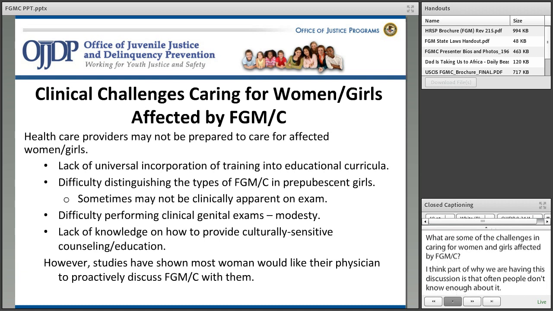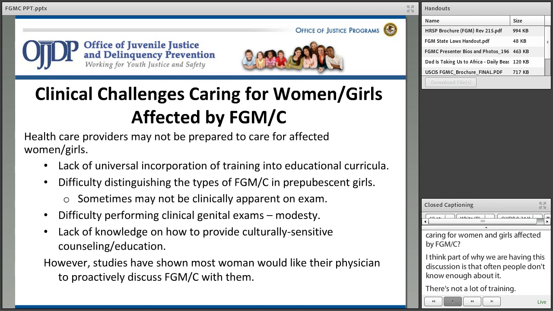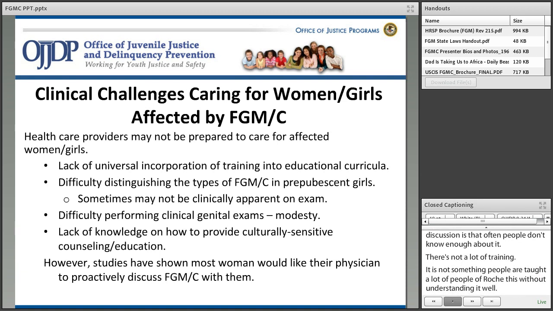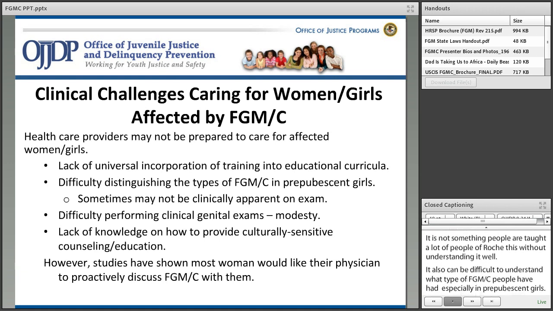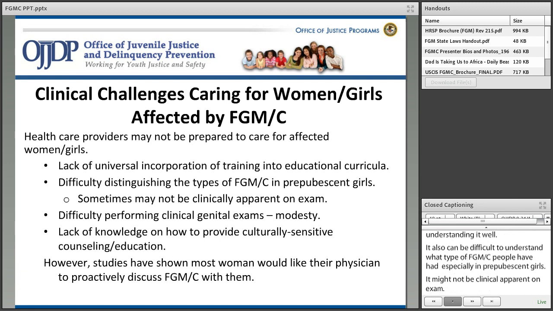It also can be very difficult to understand what type of FGMC people have had, especially in prepubescent girls. It cannot necessarily be clinically apparent on exam, especially with type 4. The majority of my patients tell me that their children were circumcised by type 4. Usually it's a little slit that's made in the clitoris, and so on physical exam, often I don't see anything at all.